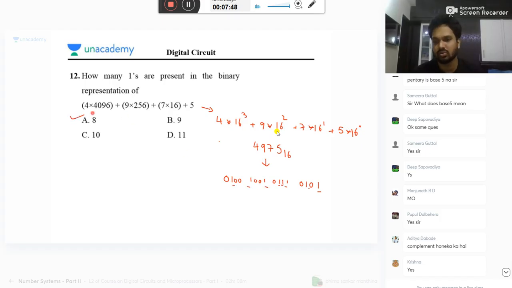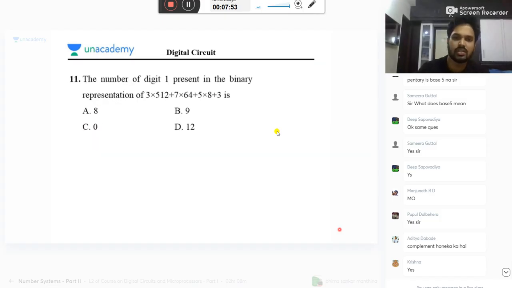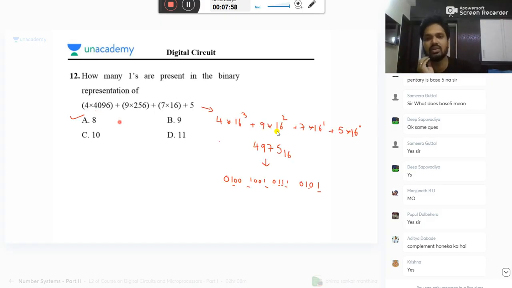This is one method to do this question. Okay. I will give you another method also. Before that, see this question. Firstly, tell me, is it clear for everyone, this question?